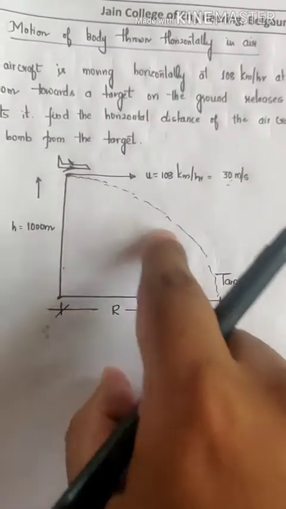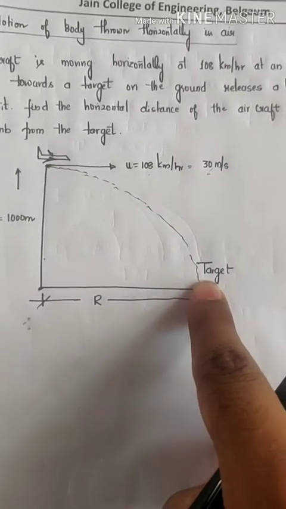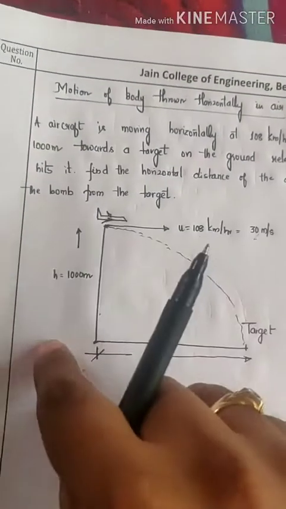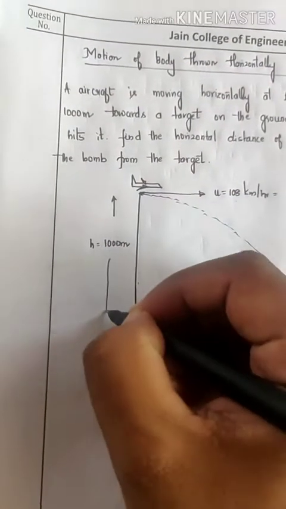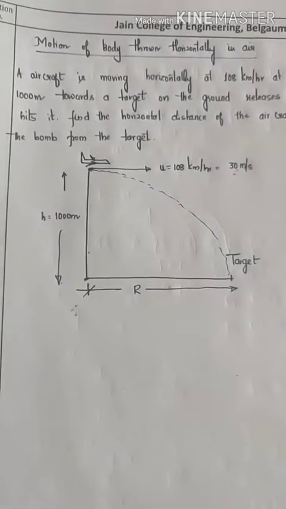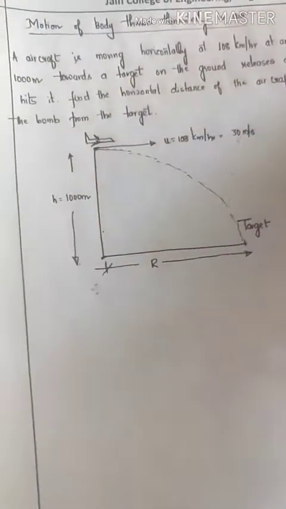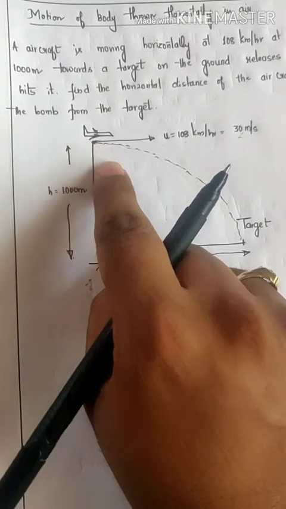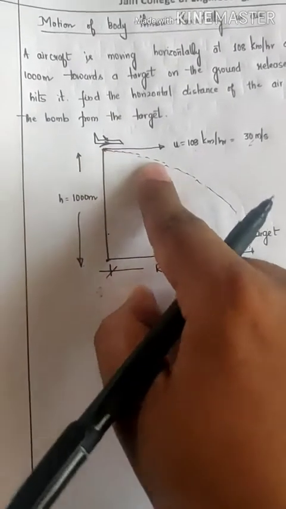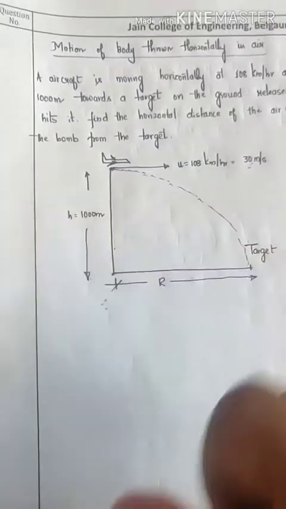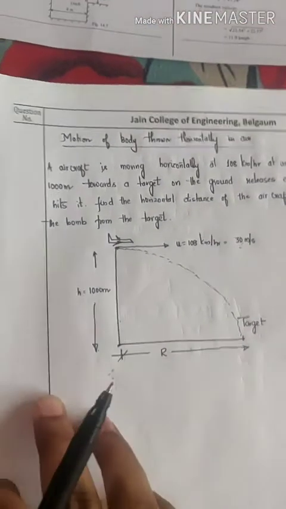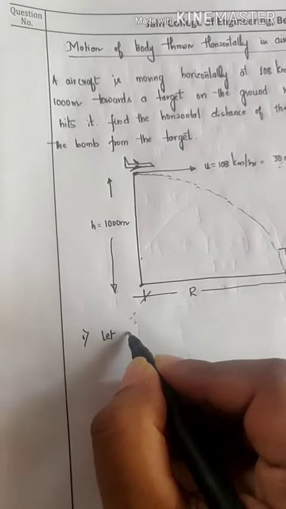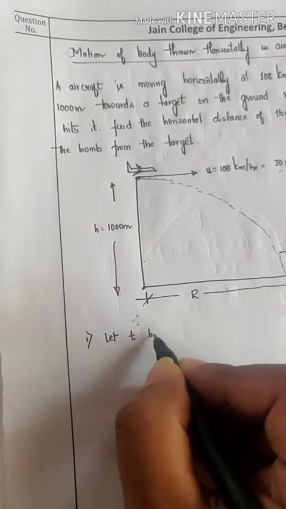So when it drops a bomb, it has to hit a target. So you have to find out what is the range of that bomb, and the height is 1000 meters from the ground. Okay, firstly, when I say the bomb is dropped from aircraft, it means initially the bomb is at rest. So the path traveled by the bomb will be only because of what? Gravitational acceleration. So first, let t be the time of flight.